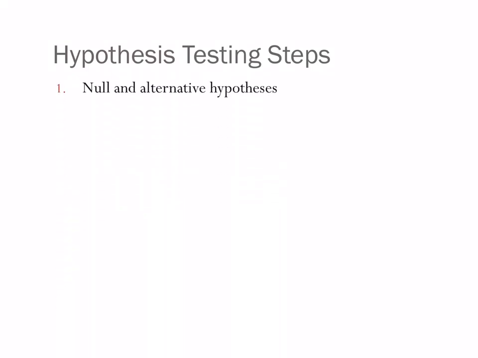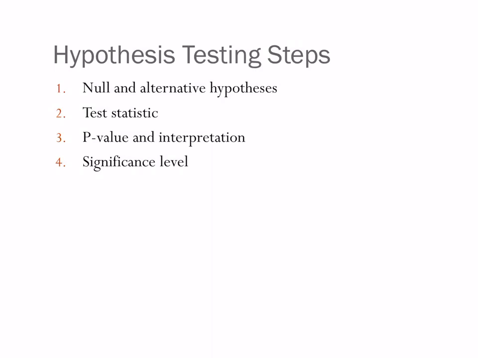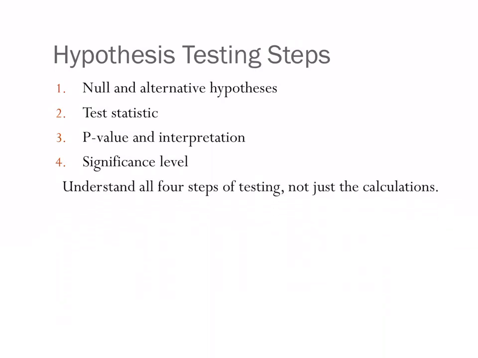First step is to state the null and alternative hypothesis. We'll go into more detail about them, but you're going to state the null and alternative hypothesis for what you're testing. Remember, a hypothesis is an educated guess as to what you believe is going to happen. That is your, what we call, alternative hypothesis. Next, you're going to run your test statistic, followed by calculating your p-value and an interpretation of it, and then you're going to provide the significance level of the p-value.